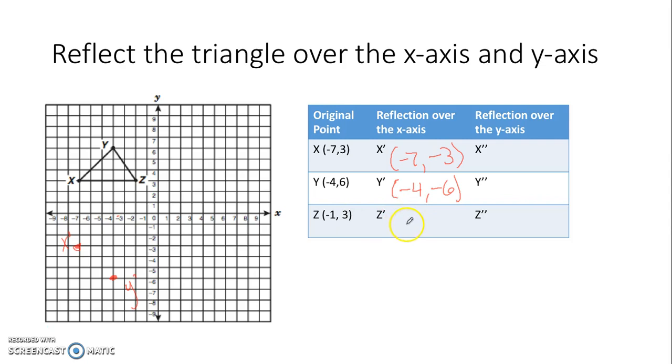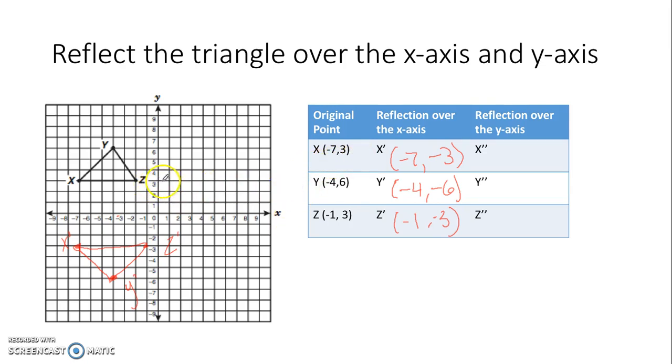And then last but not least, we have Z. The x value stays the same, so negative 1, comma, negative 3, with the y value being opposite. So we have negative 1, comma, 3. Now connect our points, Z prime. As you can see, we just reflected that triangle over the x-axis.